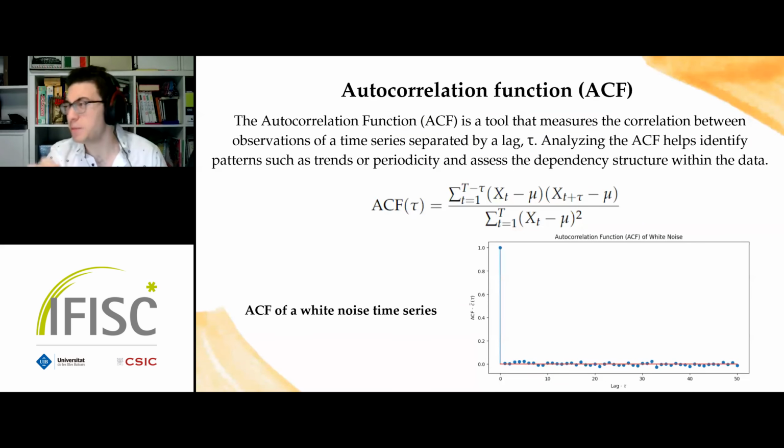We will see some concepts very briefly, because these are just formulas. They are very important to understand and assess the results we're going to see later, but they are just formulas and tools to use. The autocorrelation function measures the correlation between observations of a time series separated by a lag, which we are going to call tau. This helps us identify trends, periodicity, and somehow some dependencies in the data. The formula is shown here, and you can see a very simple example of an ACF of a white noise time series, in which for lag tau equal to 0 the autocorrelation is 1, then it drops immediately and fluctuates around 0 for increasing lag.